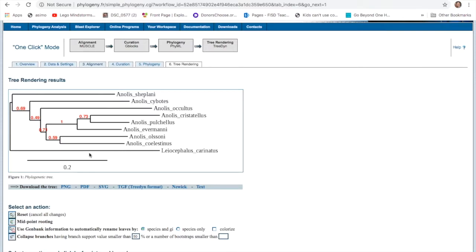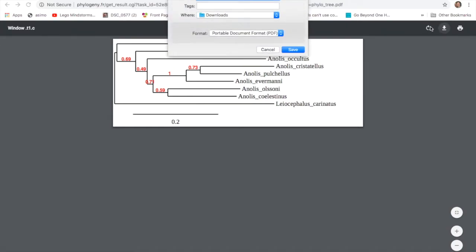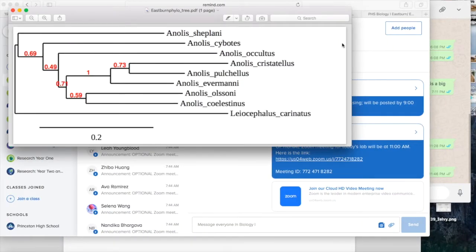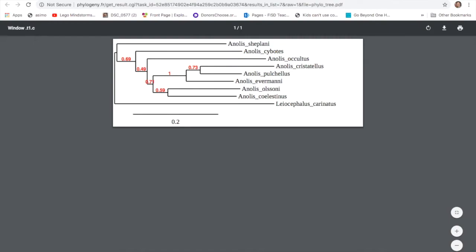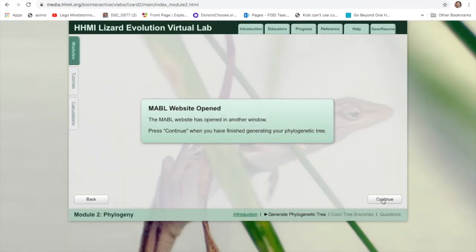Now, what I would want you to submit to me is a PDF, which you can download. Please put your last name on this file. So mine would be Eastburn. And then you will share that with me. And let me go back to where I want it to be. From there, that's the next step.